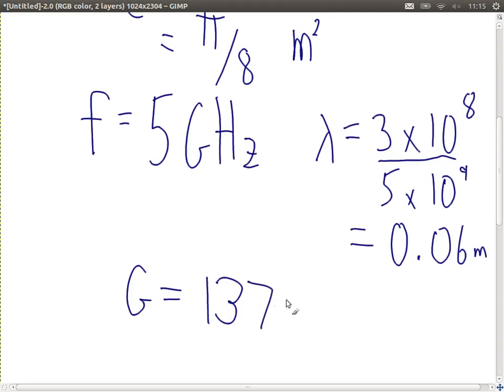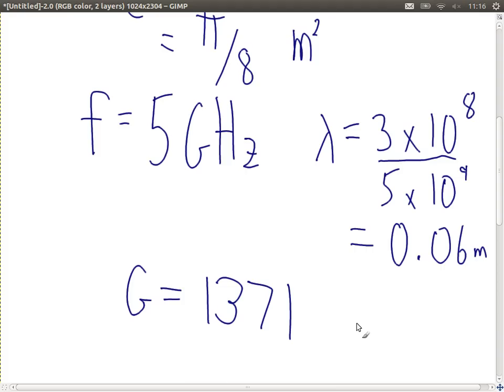I'll give the answer. It's about 1371. $1370 point something. Okay, you can use your calculator to solve that. It's 4 times pi times our effective area of pi over 8 divided by 0.06 squared. So as long as you get the units correct, meters, meters squared for our area, then you'll get the right answer there.